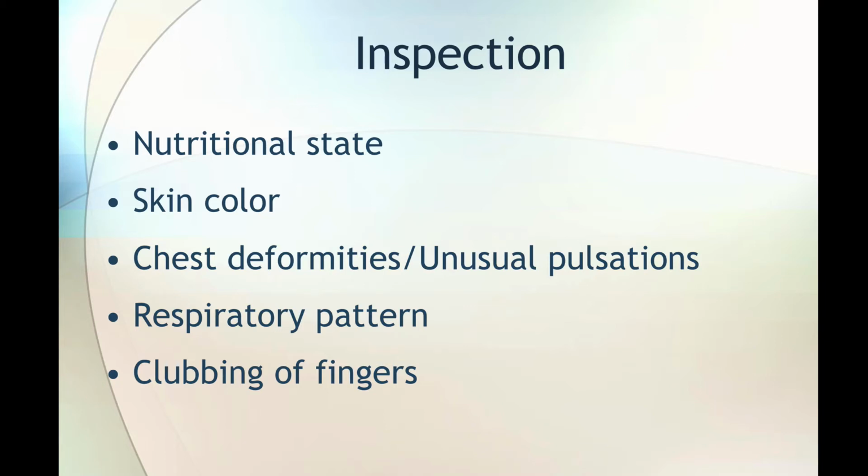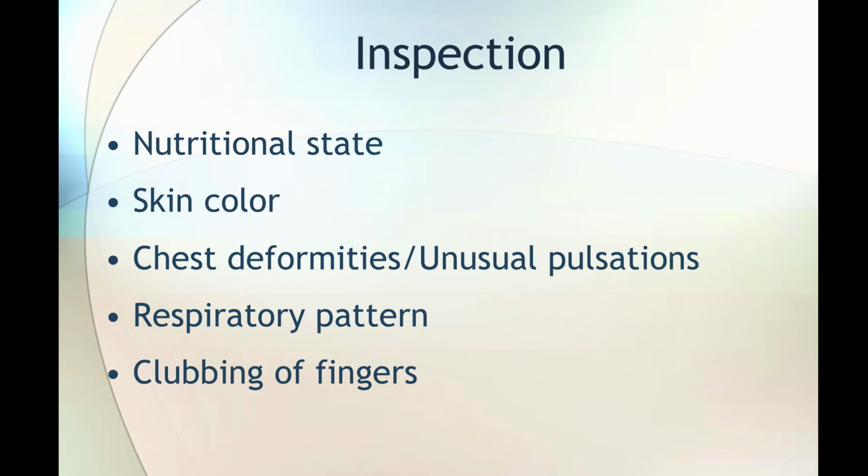Inspection. You obviously want to look at their nutritional state. You want to look at their skin color, chest deformities, unusual pulsations, respiratory pattern, and clubbing of fingers. When you think about their skin color, you also want to look at their mucous membranes, their nail beds, conjunctiva. Those items will tell you whether or not the child is centrally cyanotic. You want to assess their hands and feet and their face. Look for mottling. Are they pale, or do they have ruddiness in their skin tone?